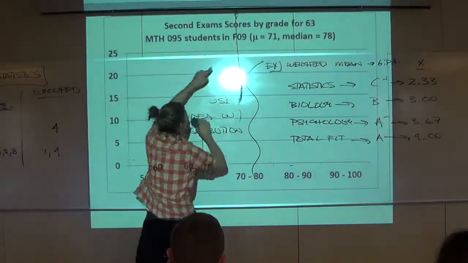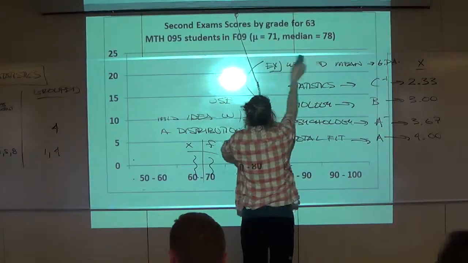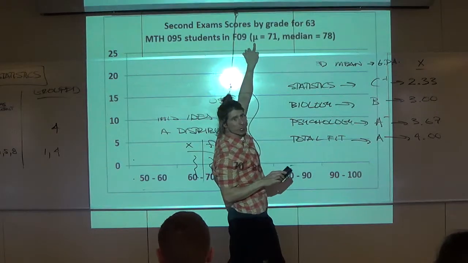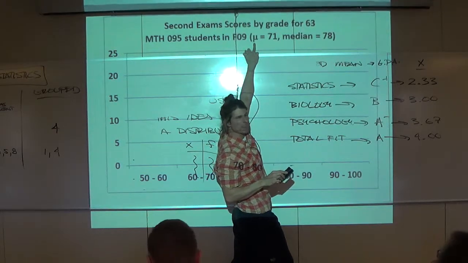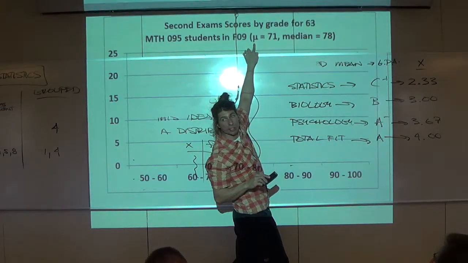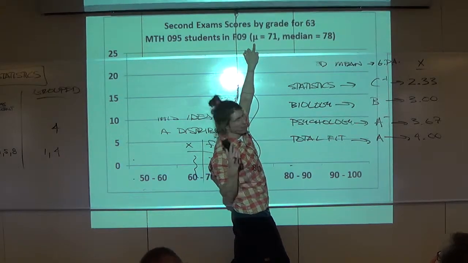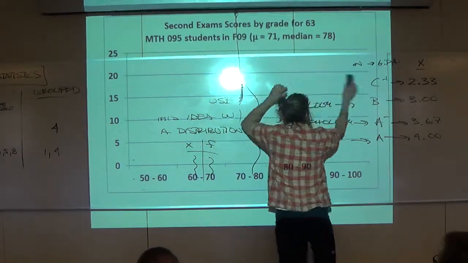Use that histogram. Average 71, median 78. That's the Greek letter mu. We'll talk more about him on Tuesday. That's the population average versus X bar, which is the sample. Since this was all my Math 95 students, I figured I'd call it my population.